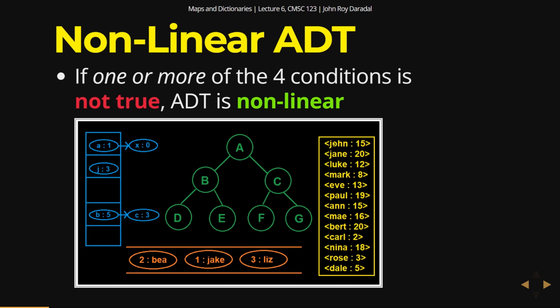We don't know if John was the first item added here, or it could be the last item, or it could be added in the middle. So there is no concept of order here, so there is no first, last, successor, predecessor.